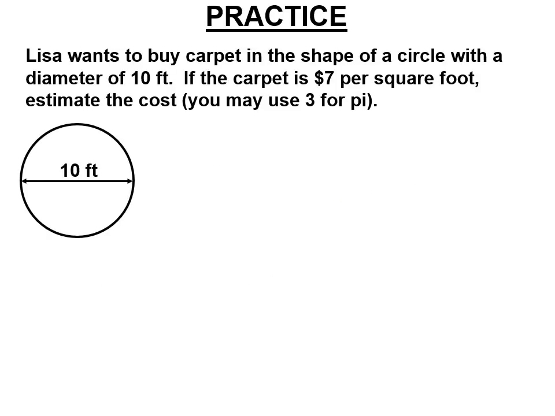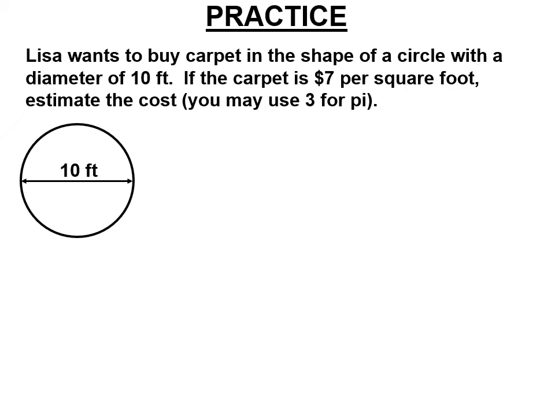So let's practice. Ooh, circle. Lisa wants to buy carpet in the shape of a circle with a diameter of 10 feet. If the carpet is $7 per square foot, estimate the cost. Okay, you may use 3 for pi, right? Say you're at the store and want to do this. You're going to get out a piece of paper. Well, maybe you get out your phone and use 3.14 nowadays.